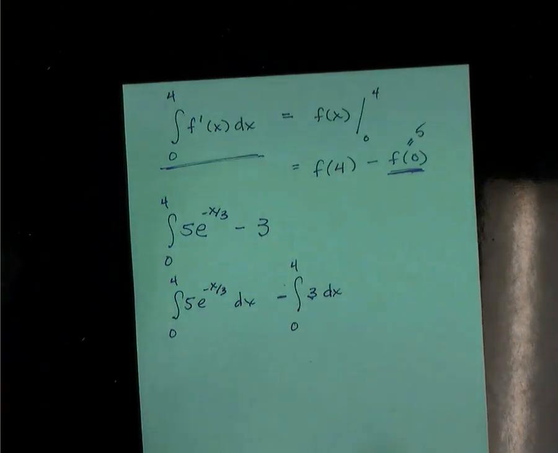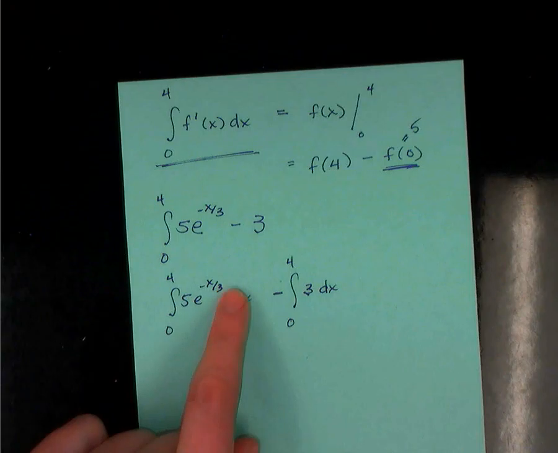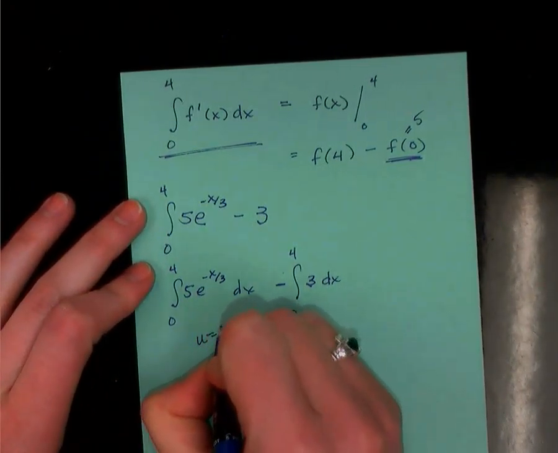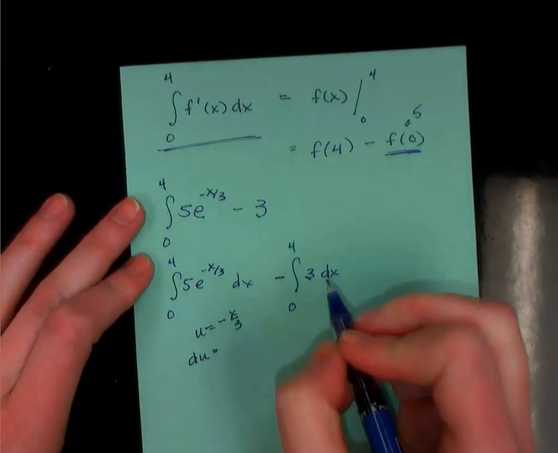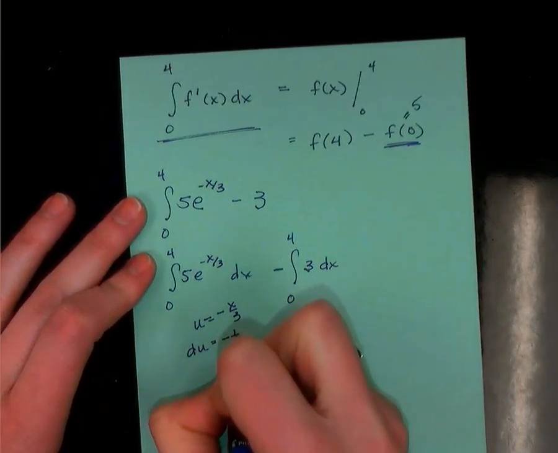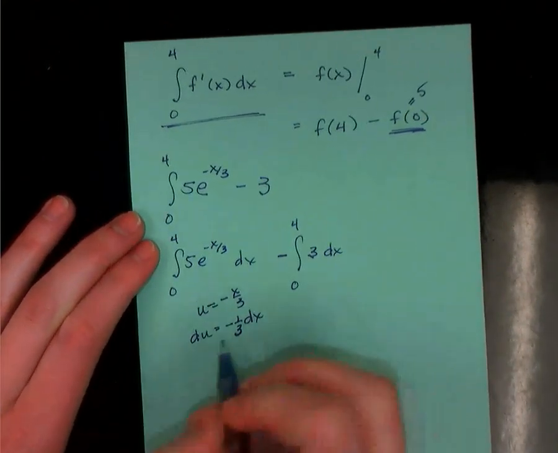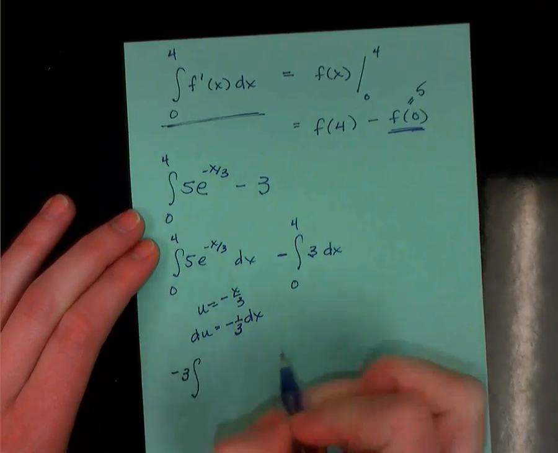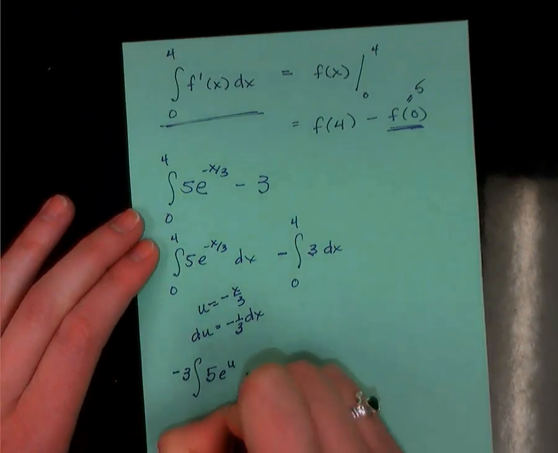Now, the reason I'm splitting this is because to integrate the 5e to the negative x over 3, I need to do a u sub. Let u equal negative x over 3. du will then be negative 1/3 dx. Put the reciprocal out in front. This becomes negative 3 times the integral of 5e to the u du.